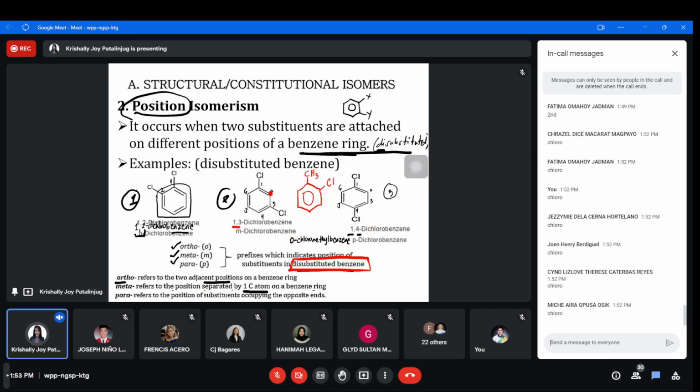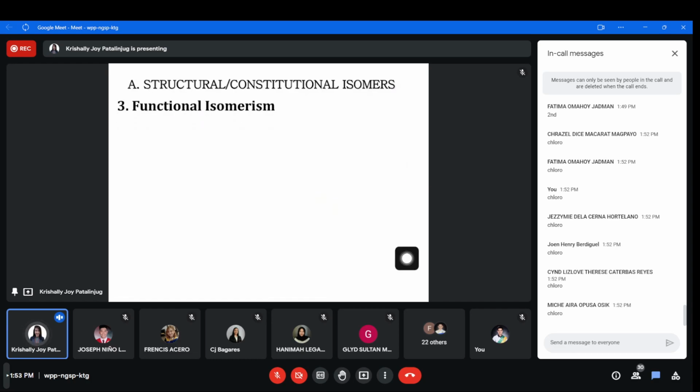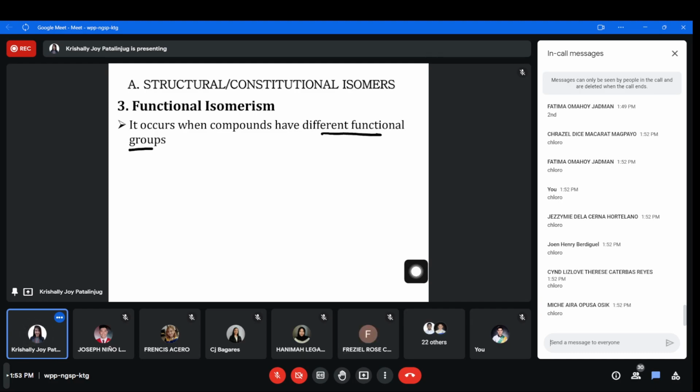So far, nakadiscuss na tayo ng dalawang common structural isomers, the chain isomers and also the position isomers. Okay, next. The third one, we have functional isomerism. Kapag naman functional isomerism, it occurs when compounds have different functional groups. This time, class, you will also be encountering functional groups. But this time, nagkakaiba yung dalawa or tatlong structure because magkaiba yung functional groups present in that set of structures.